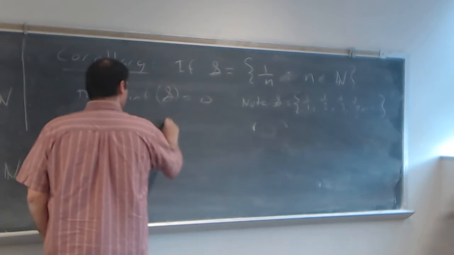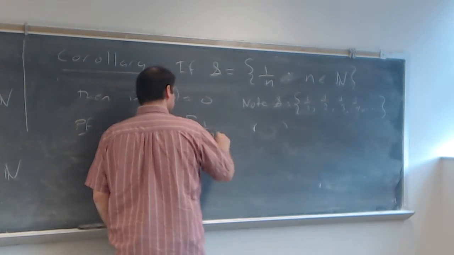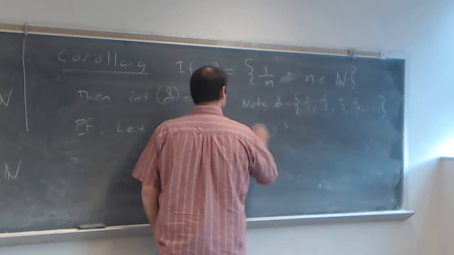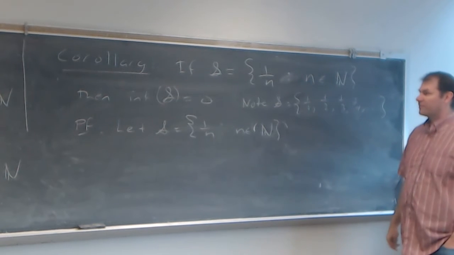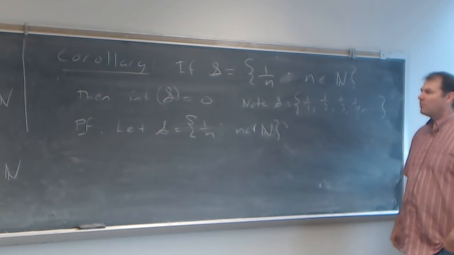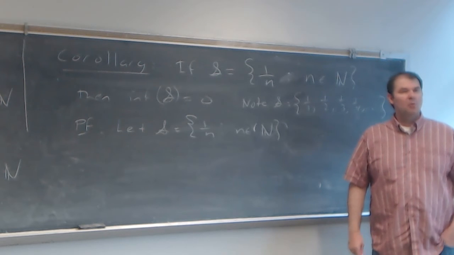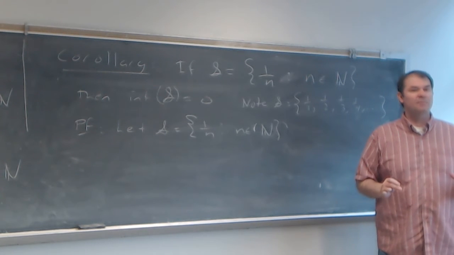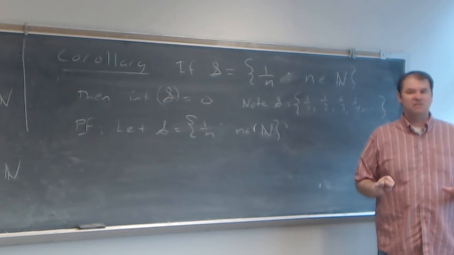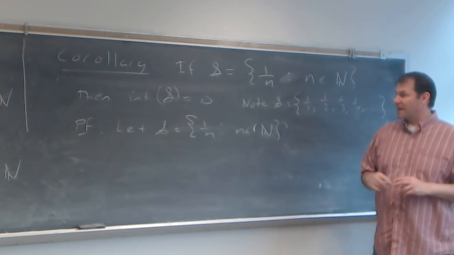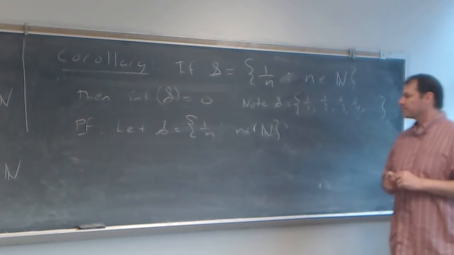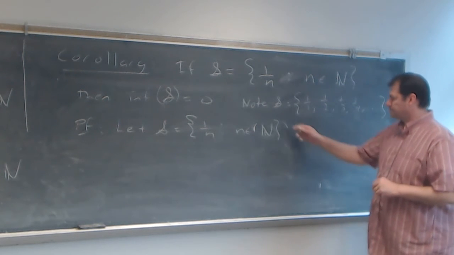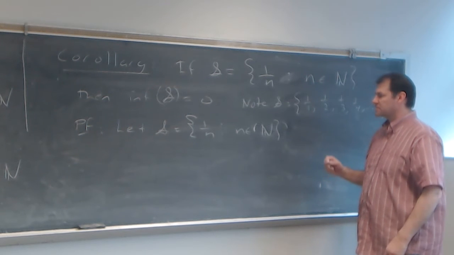We're going to let script S be equal to the set that contains 1 over n, those types of numbers, such that n is an element of the natural numbers. We want to show the infimum of script S is 0. How are we going to show that? Well, first of all, we don't even know the infimum exists, so we've got to establish that. And secondly, once we establish that the infimum exists, we've got to show that it's equal to 0. Here's the way we're going to do this.